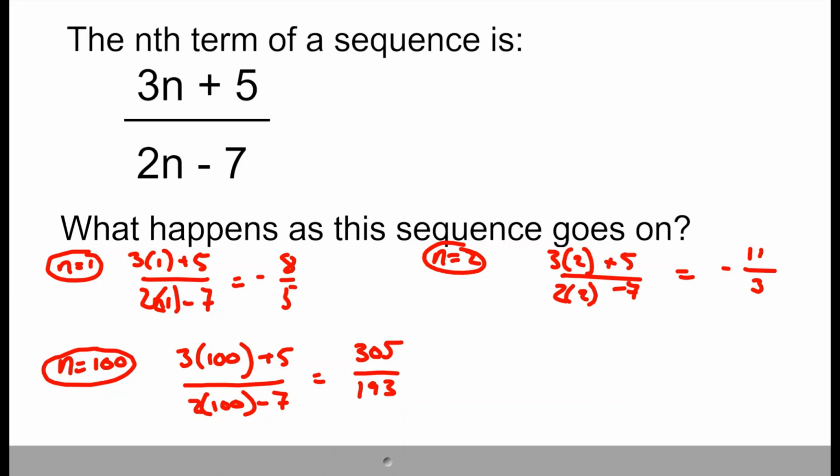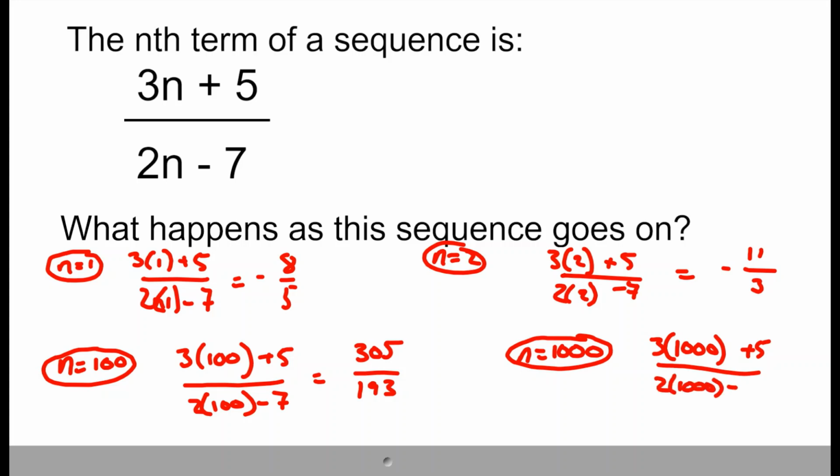But what about when n equals 1,000? 3 lots of 1,000 plus 5 over 2 lots of 1,000, take away 7. 3,005 over 1,993.